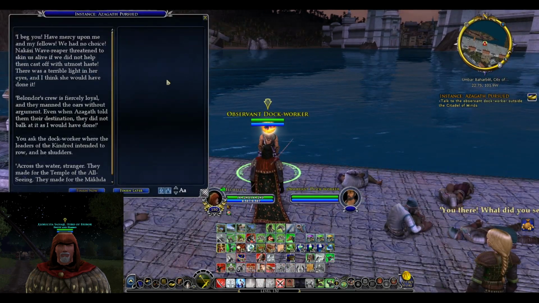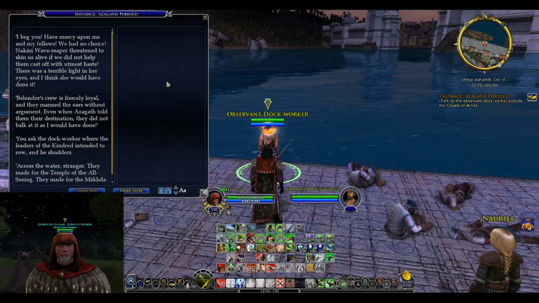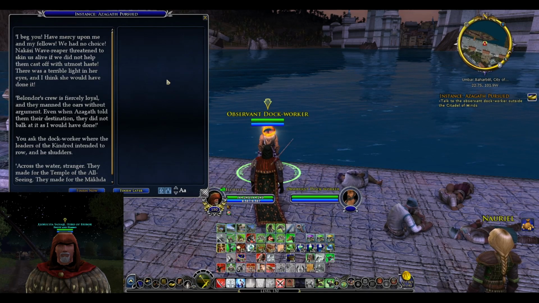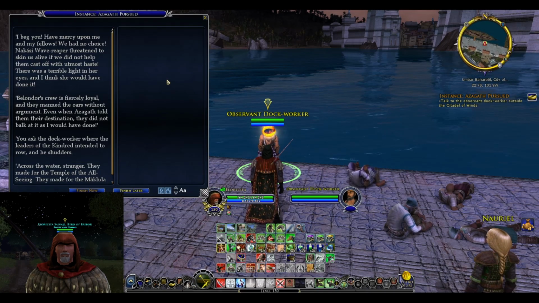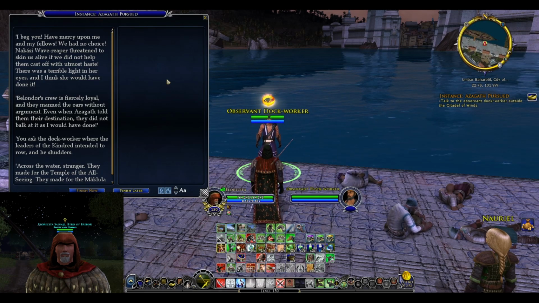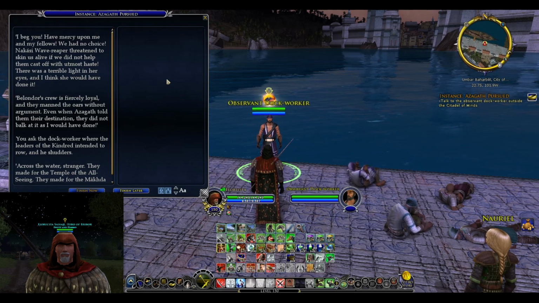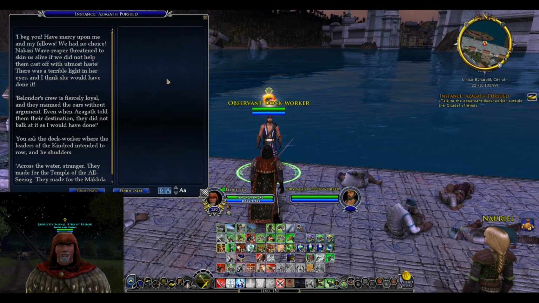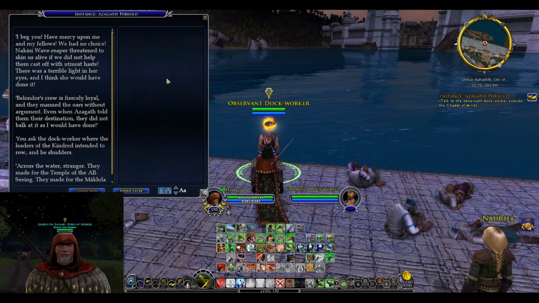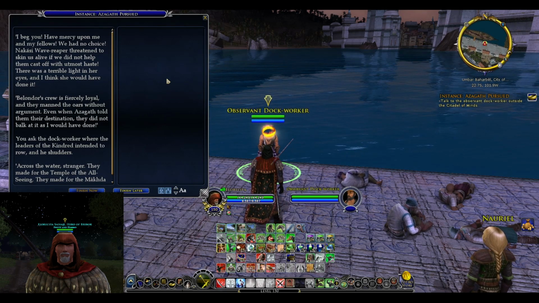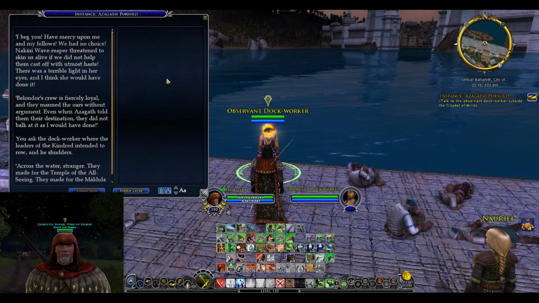I beg you, have mercy upon me and my fellows. We had no choice. Nakasi, Wave Reaper, threatened to skin us alive. We helped them cast off with utmost haste. There was a terrible light in her eyes, and I think she would have done it. Bellander's crew is fiercely loyal, and they manned the oars without argument. Even when Azagath told them their destination, they did not balk at it as I would have done.